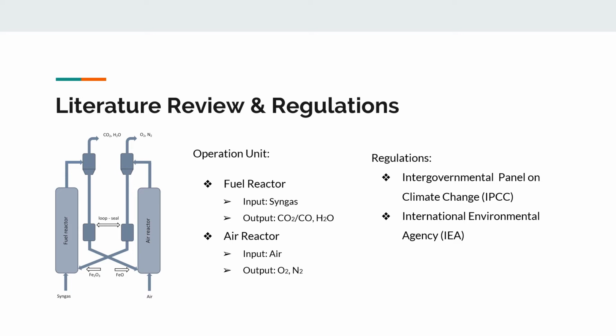For the relevant regulations or legislation, the Intergovernmental Panel on Climate Change, which is IPCC, provides the argument that the increase in anthropogenic greenhouse gas concentrations accounts for most of the observed increase in globally averaged temperatures. The International Energy Agency, which is IEA, raises standards for any criteria related to environmental protection and provides support to the necessity of chemical looping combustion.